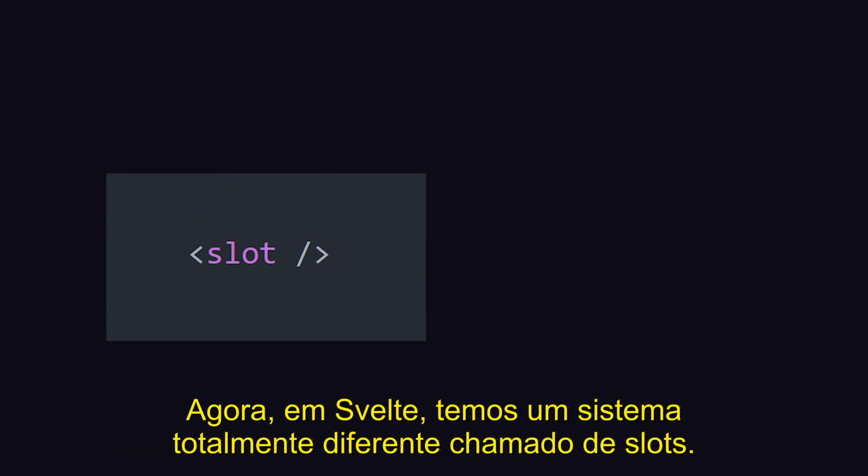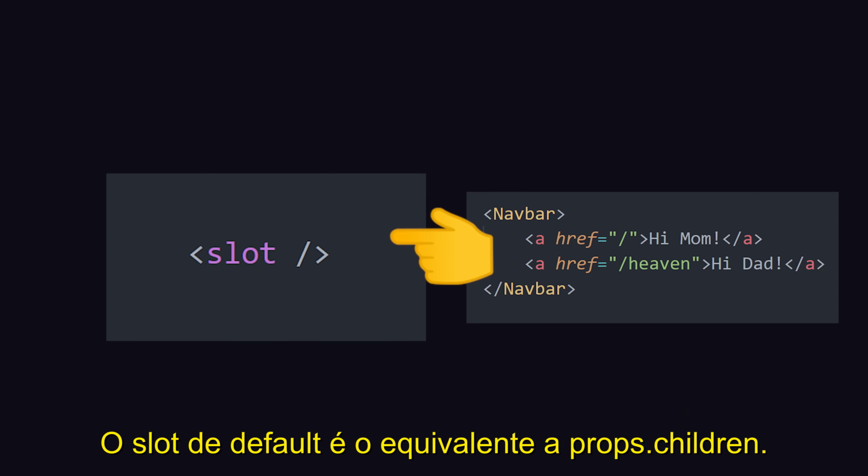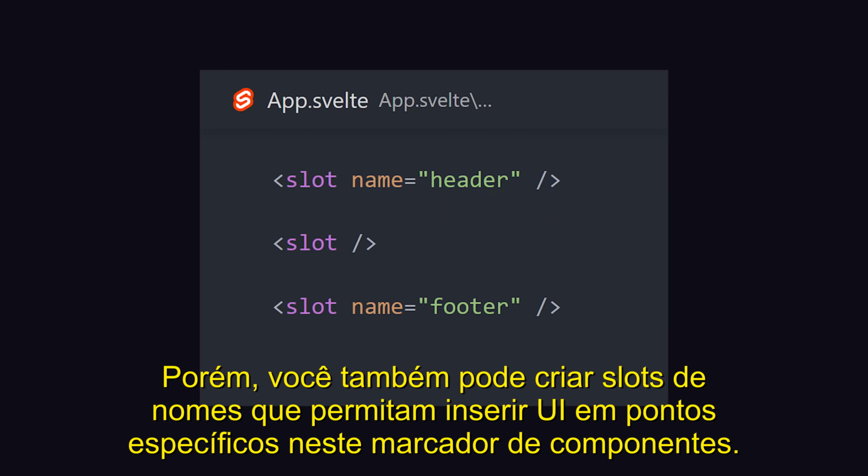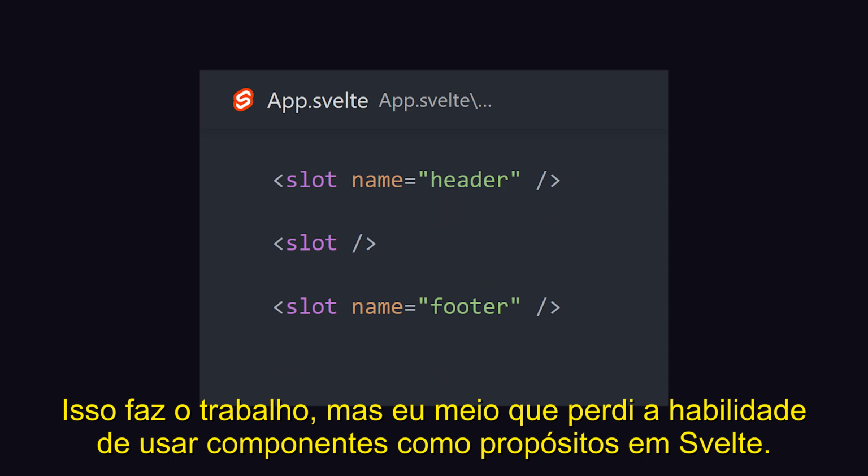Now, in Svelte, we have an entirely different system called slots. The default slot is the equivalent to props.children. However, you can also create named slots that allow you to insert UI at specific points in this component's markup. That gets the job done, but I do kind of miss the ability to use components as props in Svelte.